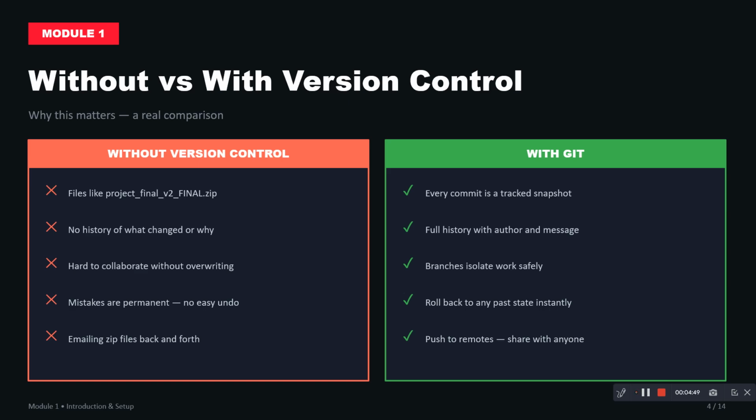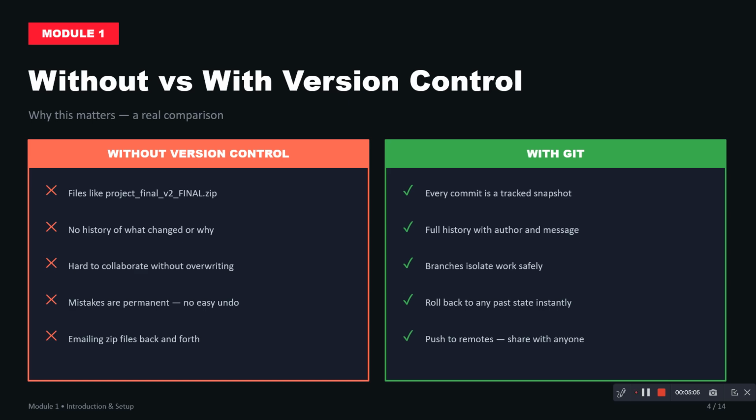Then there won't be any history. For example, you have modified a file 100 times. You won't know the changes that you made the second time, third time, 50th time, 75th time. These kinds of changes you won't be able to see without version control.